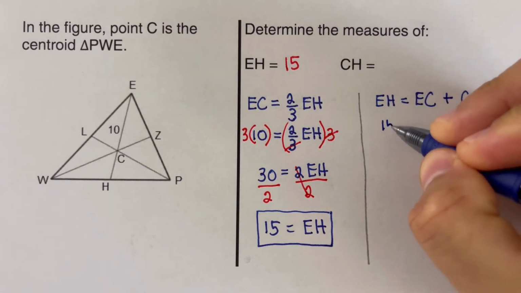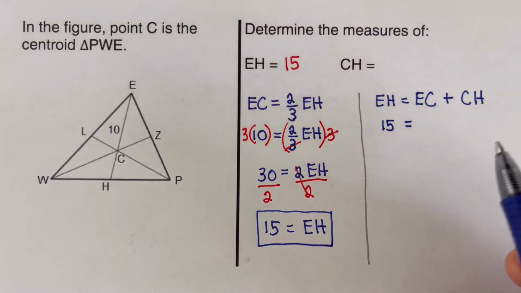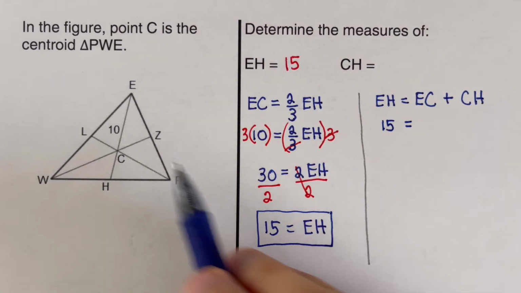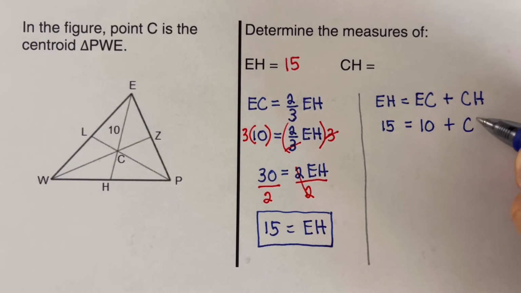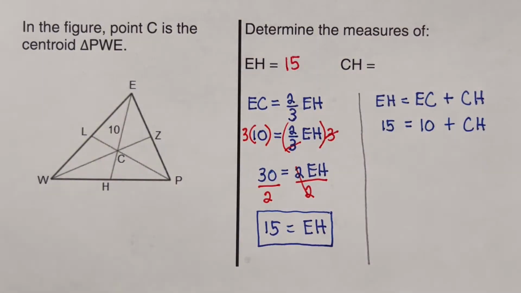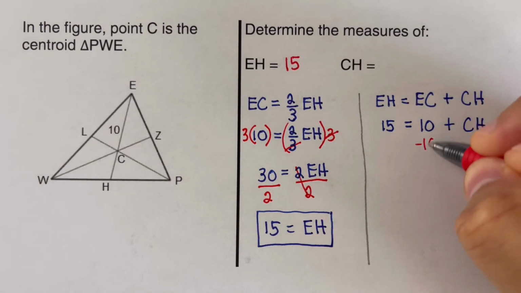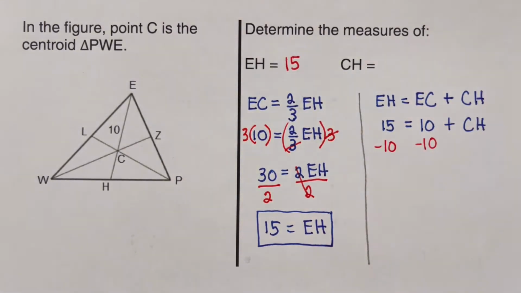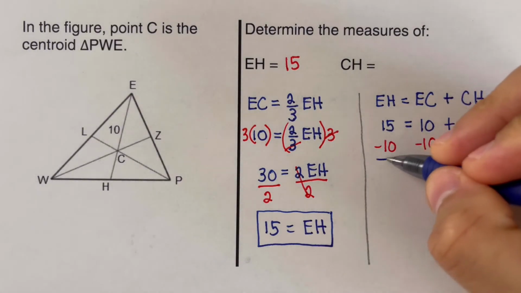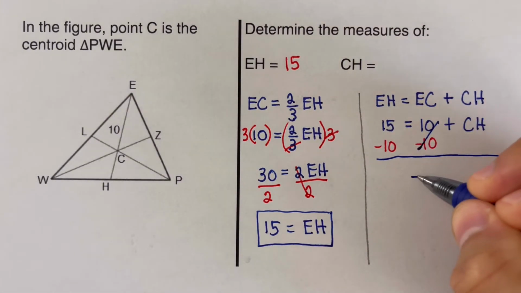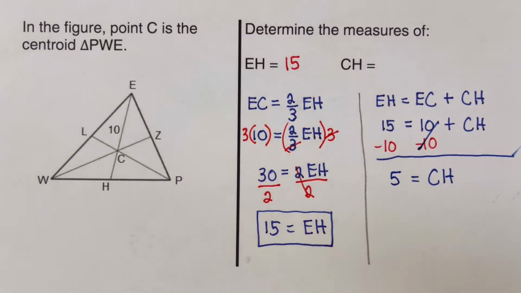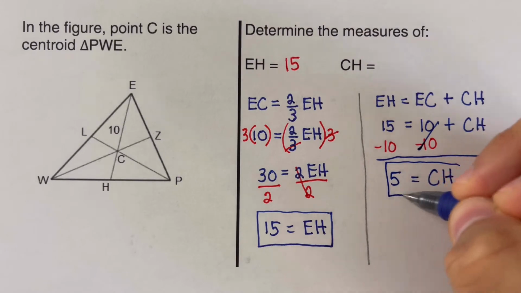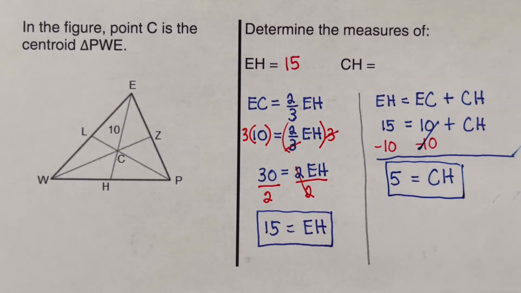So this is 15 equals our EC, which is 10, so we have the 10 right there, plus CH, and CH is the one that we're looking for. We can go ahead and solve for CH by subtracting 10 from both sides, minus 10 and minus 10, so we can cross the 10 out. We are left with CH is equal to 5. So the length of CH is 5. So we can put that up here.